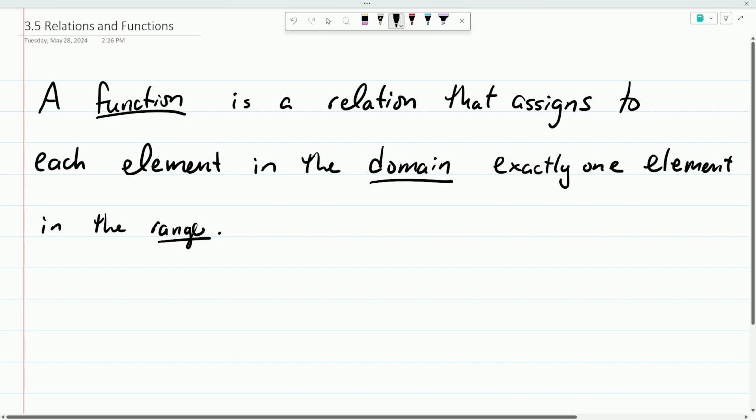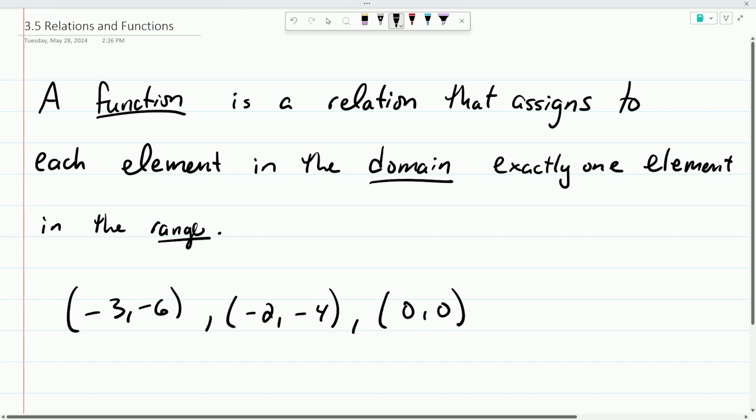So, a function is a relation that assigns to each element in the domain exactly one element in the range. So, what this is saying here is this, all right? We're going to relate this back to something that you and I both know, okay? Let's say, for example, I had a bunch of ordered pairs, like -3 comma -6, -2 comma -4, and 0 comma 0. All right, we're just going to use these three for now, okay?